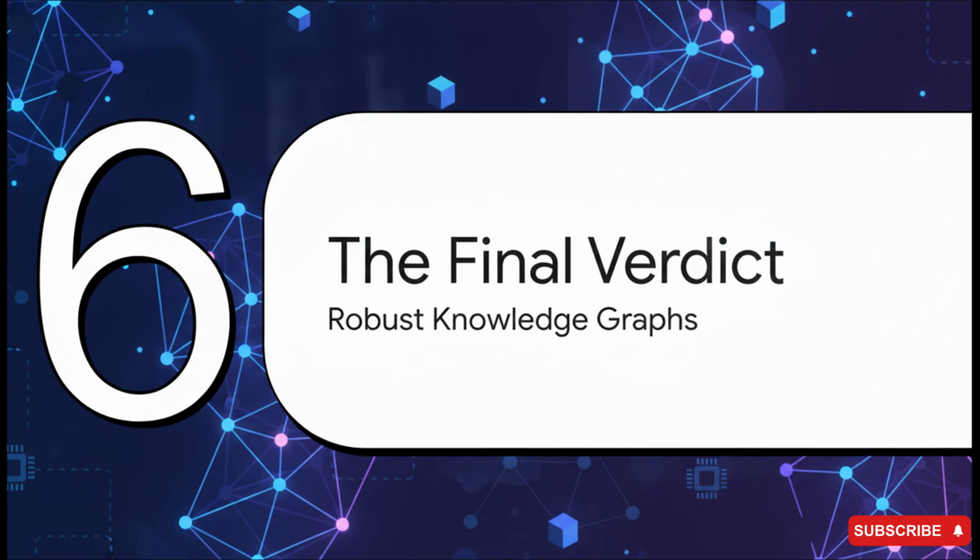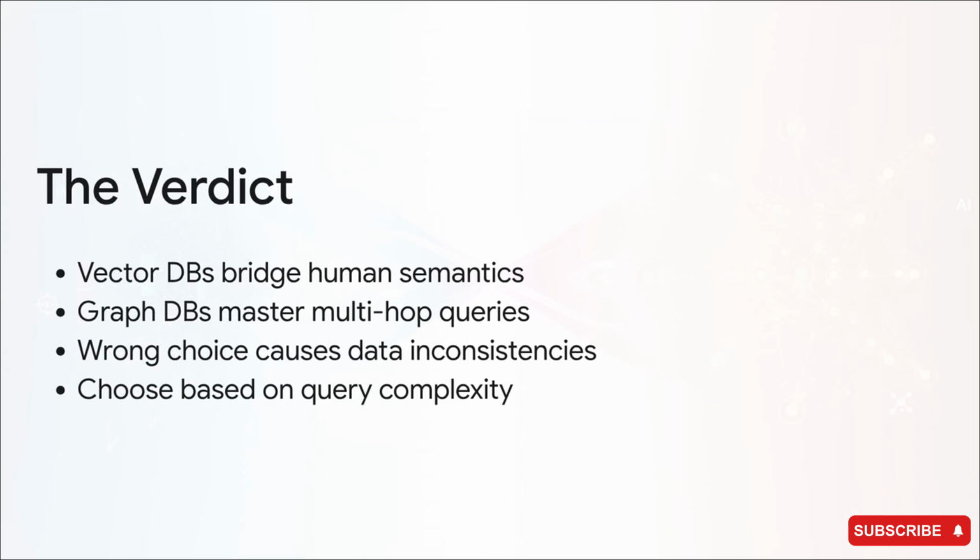Which brings us to our final section, Part 6, the final verdict on building robust knowledge graphs. So let's wrap this up. Vector DBs and GraphDBs solve fundamentally different problems in the modern AI stack. Vectors bridge human semantics. Graphs completely master multi-hop queries. Interestingly enough, leading database experts at Microsoft recently pointed out that these capabilities are increasingly just becoming integrated features within traditional databases, like Postgres.